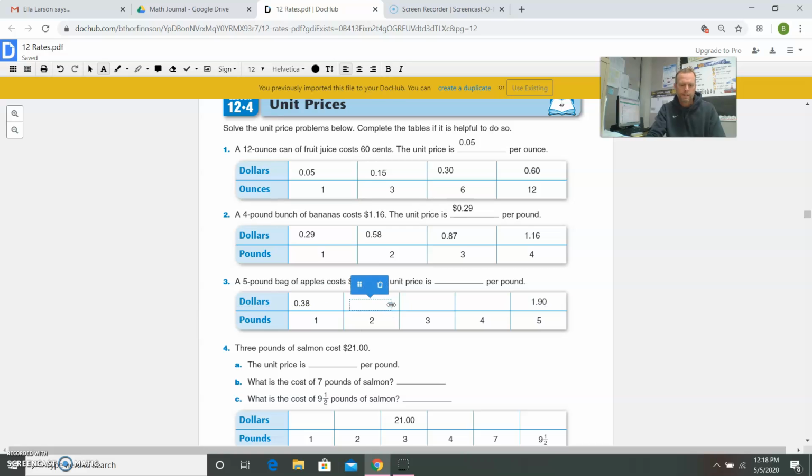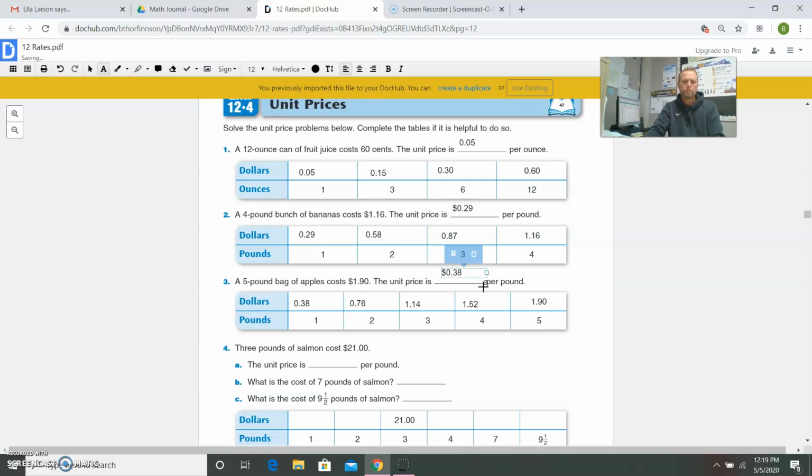So we have 38 cents moving down the line, 76 cents. 3 pounds would be $1.14. 4 pounds would be $1.52, and then we get our $1.90. So we go back up and put in our unit price, which would be back to our 38 cents per pound.